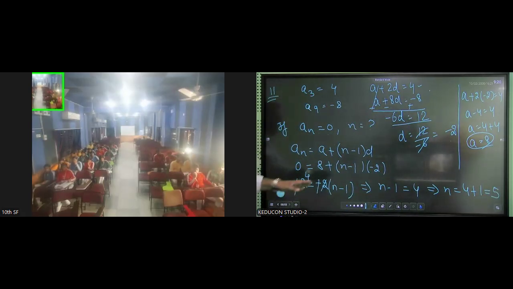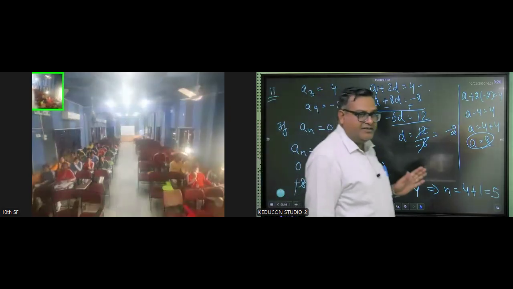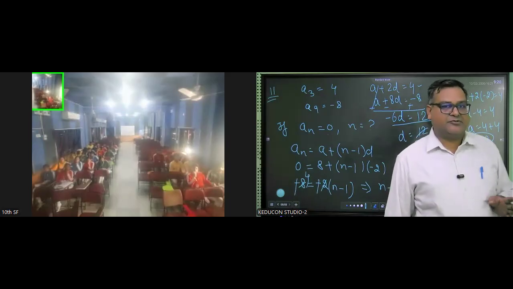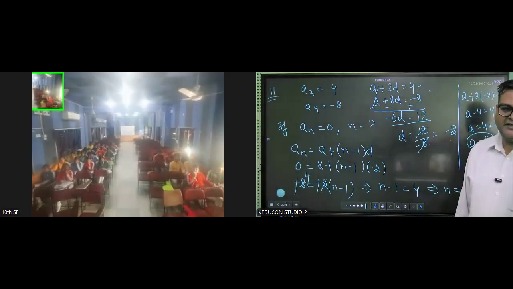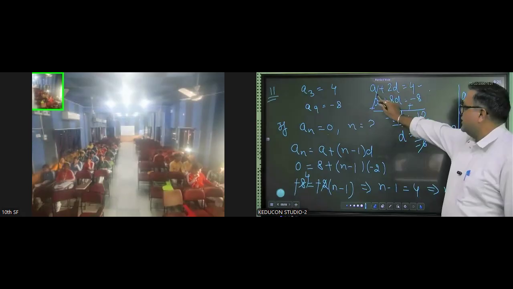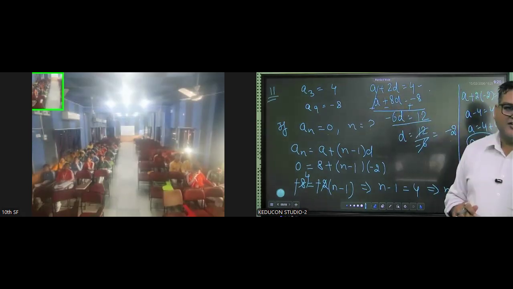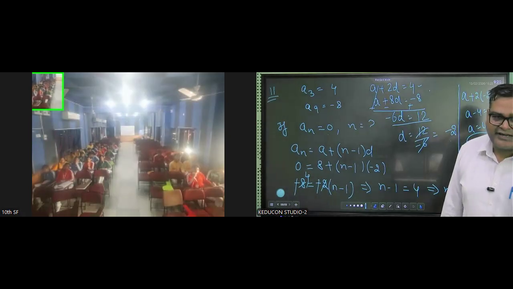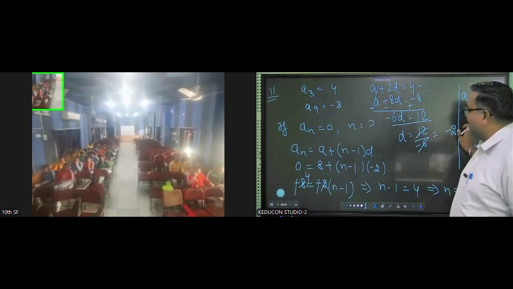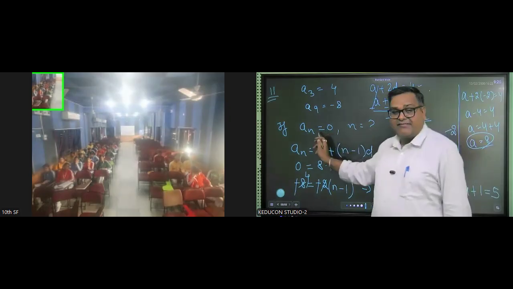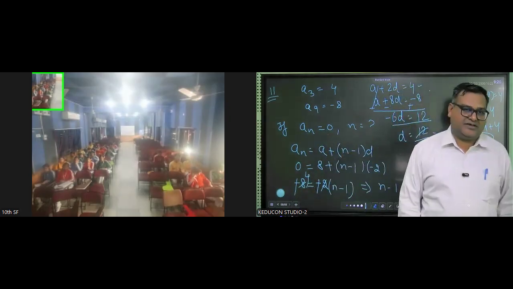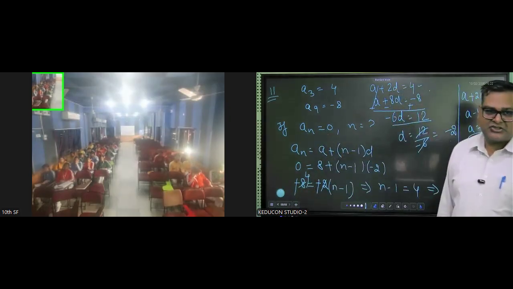Is this clear, children? How to find out n? First of all, we have been given the third term and the ninth term. From the third term and ninth term, we have formed two equations in the form of a and d. By solving these two equations, we have found the value of a and d. Now using a and d and an equal to 0, we have found the value of n. Anything not clear in this question?